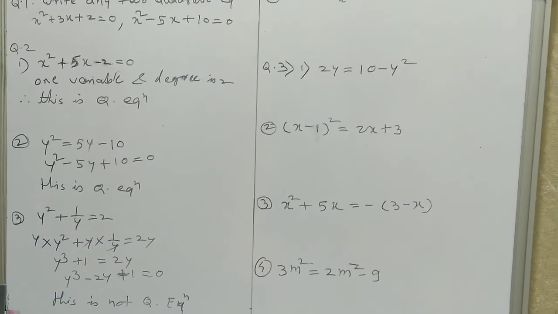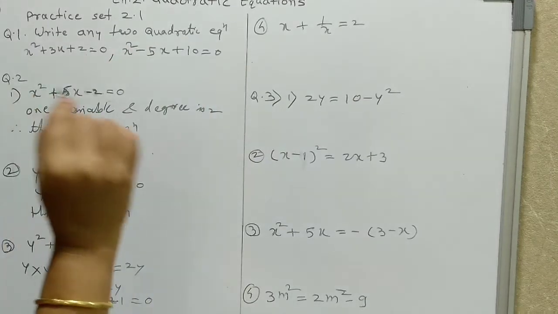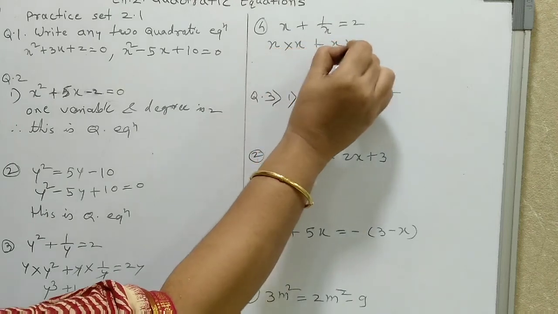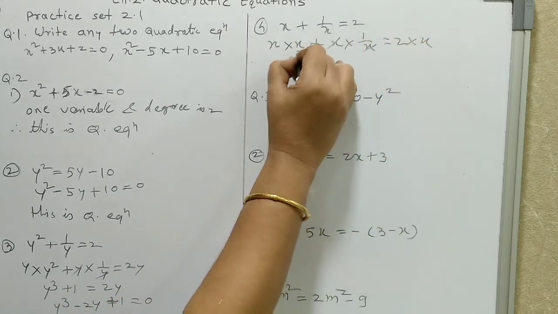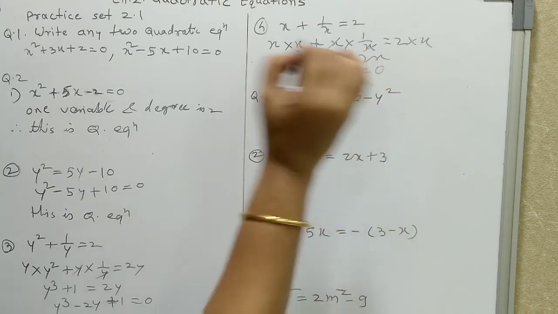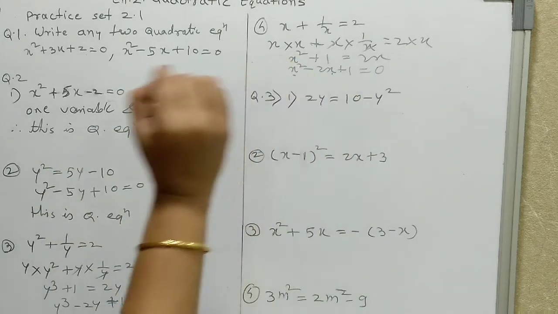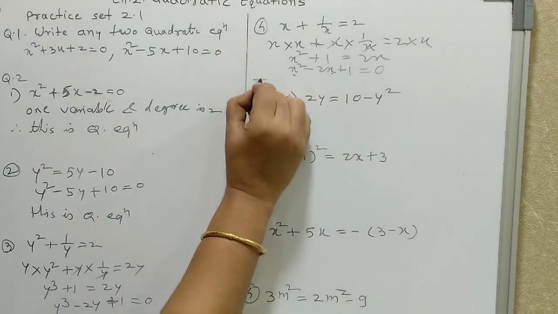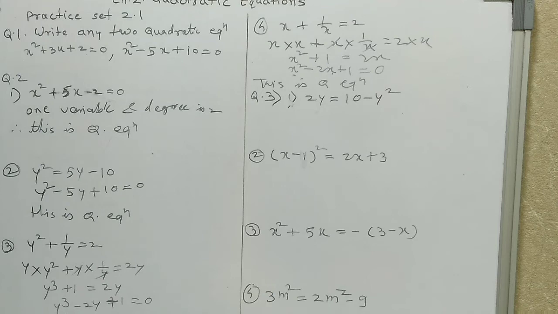Okay. Now see the next similar example, x plus 1 upon x equal to 2. Here also denominator x. So cancel that denominator. We multiply both sides by x. So x into x plus x into 1 upon x is equal to 2 into x. So x cancels. x square plus 1 is equal to 2x. x square minus 2x plus 1 equal to 0. So here one variable and maximum degree becomes 2. So this is a quadratic equation. So write here this is a quadratic equation.